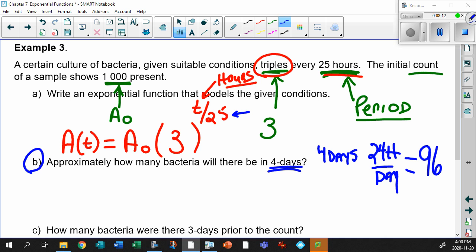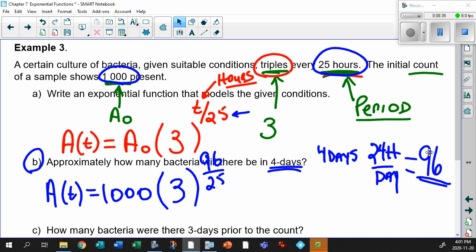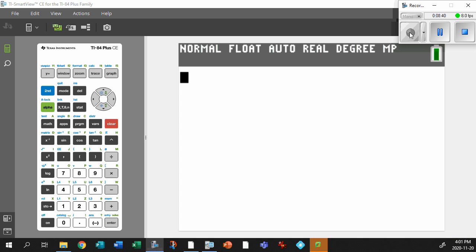So how do we do this? Okay. The initial amount. Where's your initial amount? It says you've got 1,000 initial amount. So there's 1,000. Triples. 96 hours is the length of your experiment. Your tripling is every 25. That's your period. Look at that. You can just throw this into your calculator now, can't you? So bring up your calculator, and I'm just going to put it in.